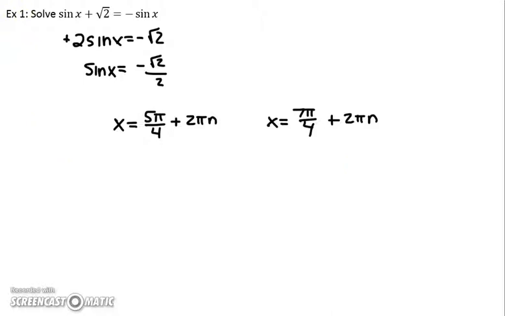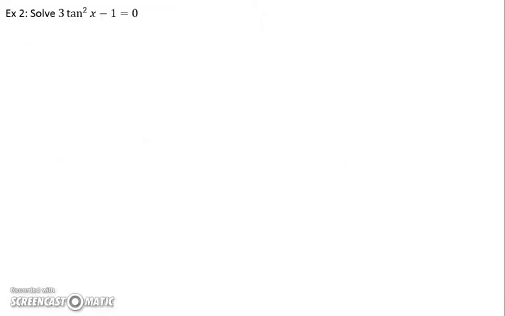So let's look at another one. We can have something like this one where we have 3 tangent squared minus 1 equals 0. So we're going to get tangent by itself this time. So add 1, divide by 3. So tangent squared of x is equal to 1/3.